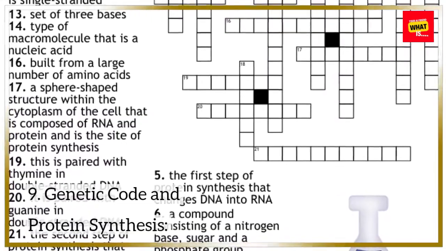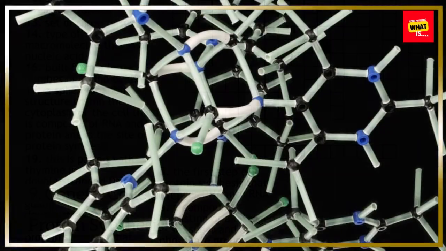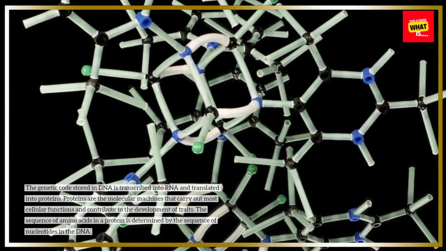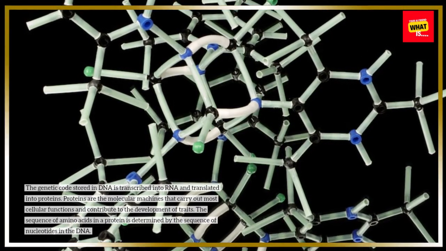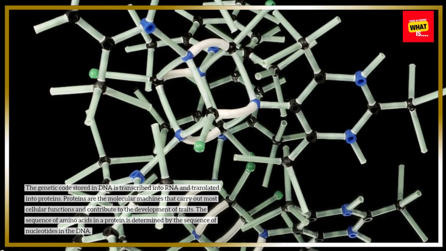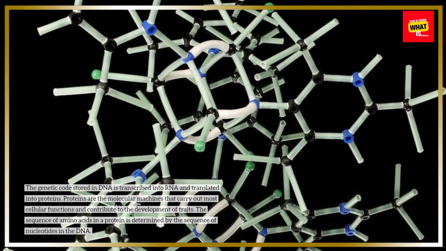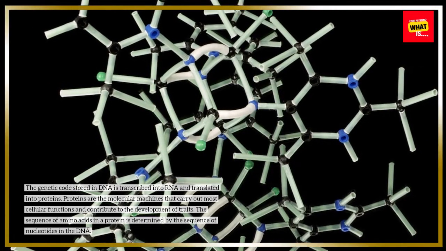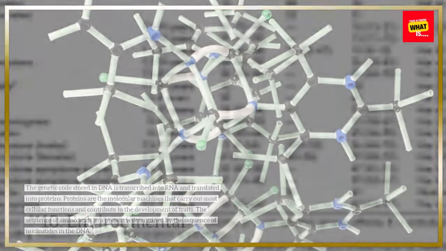9. Genetic code and protein synthesis. The genetic code stored in DNA is transcribed into RNA and translated into proteins. Proteins are the molecular machines that carry out most cellular functions and contribute to the development of traits. The sequence of amino acids in a protein is determined by the sequence of nucleotides in the DNA.